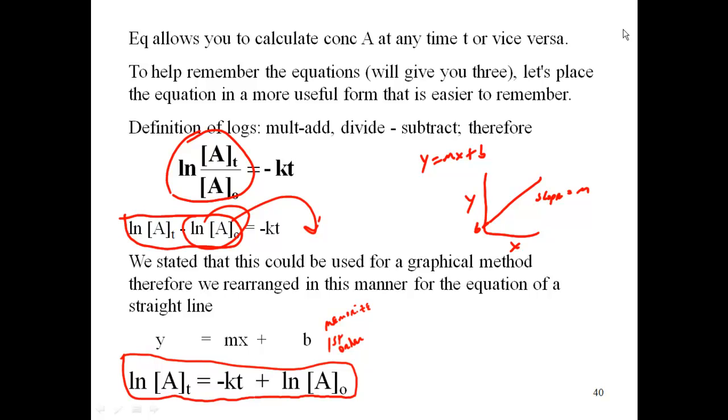With this equation, we now can draw a graph, and on the y-axis, we will plot natural log of the concentration of A_t. On the x-axis, we will plot t. And since it has a negative slope, the line will go down. The slope of that line will be equal to negative k.